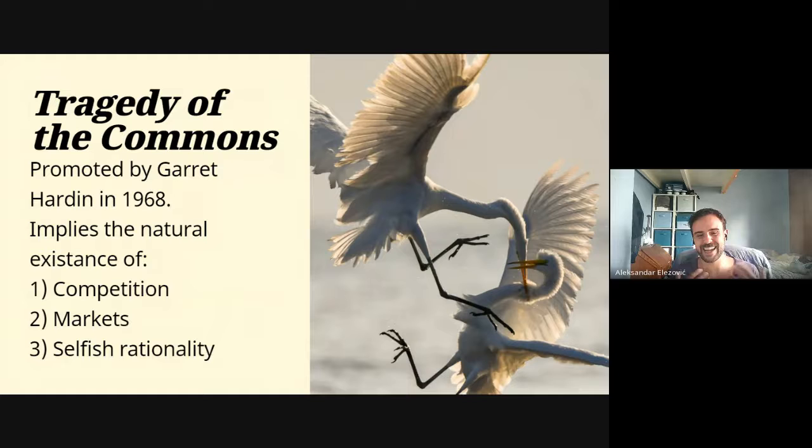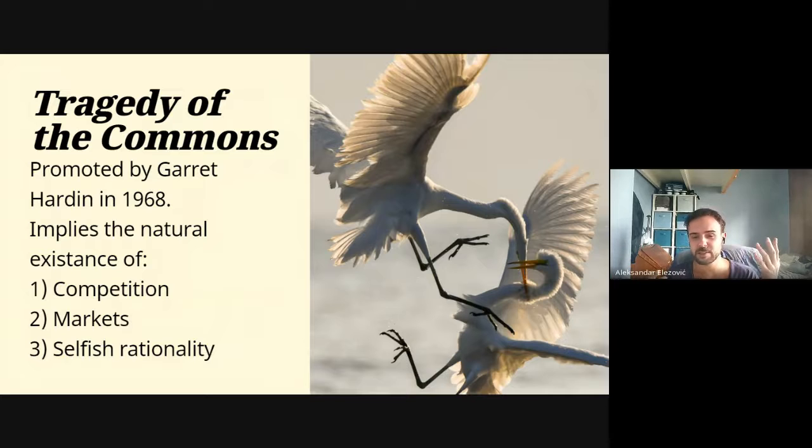It's not a thing that actually happened, but it was used at the end of the 60s to promote neoliberalism and privatization, to explain how when things are private property, then people take care of them because they belong to them and so on. But when they're public property or don't belong to anybody, then they get destroyed. But something that is implied in this story are the natural existences of competition, markets, and rationality, which is selfish.